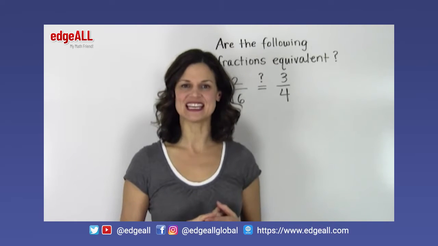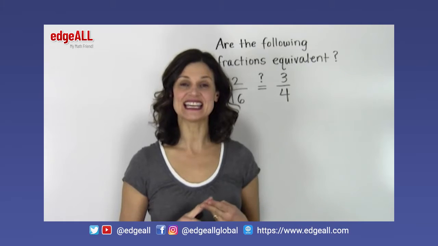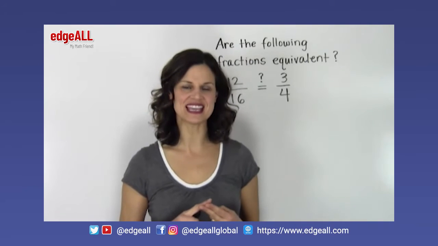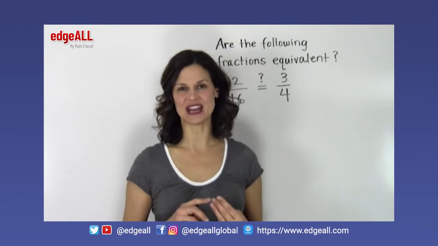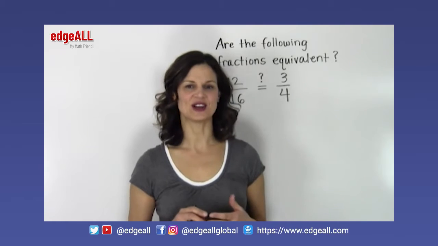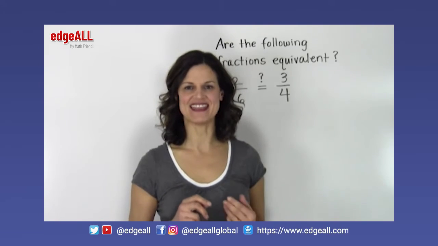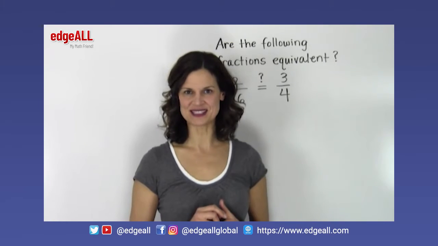The first is using cross multiplication. The second is simplifying or reducing the fractions. And the third is making the denominator of the two fractions the same. We are going to learn the cross multiplication method in this video. Other methods are discussed in other videos.